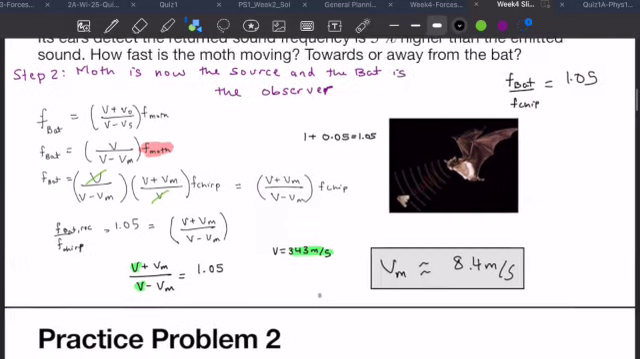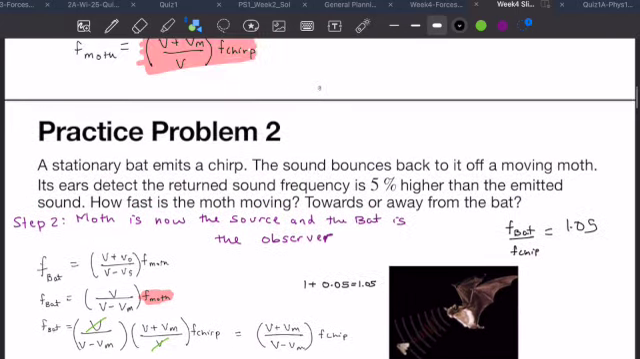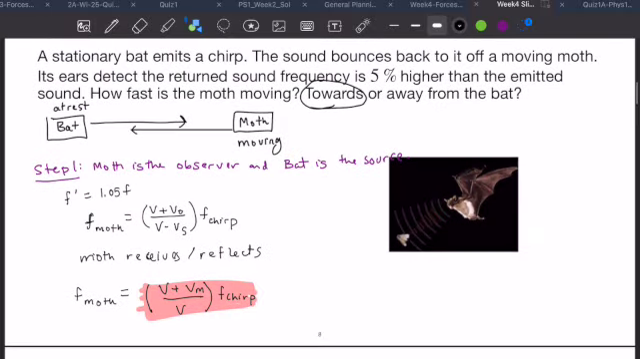Now this is a fairly challenging and involved example. What I'd encourage you to do is pause the video and see if you can go through the reasoning yourself.